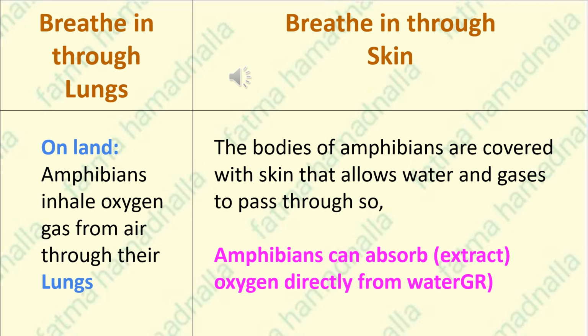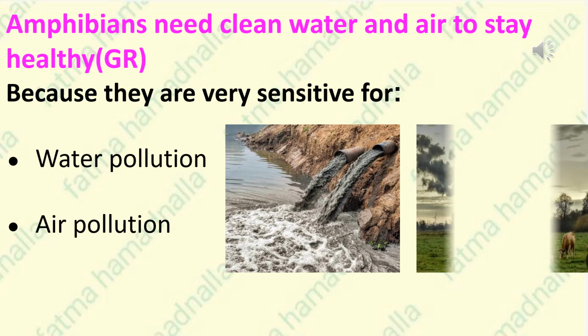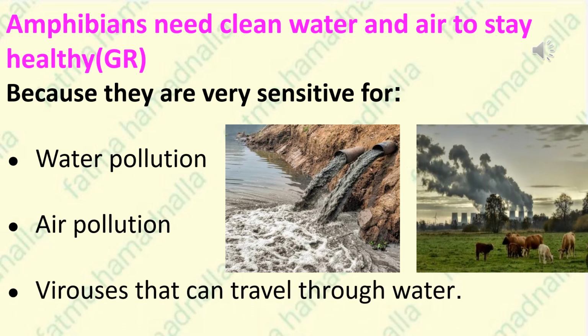Give a reason question. Why can amphibians absorb oxygen directly from water? Because their skin is permeable. Amphibians need clean water and air to stay healthy. Why? Or give a reason. Because they are very sensitive to water pollution, air pollution, and viruses that can travel through water.